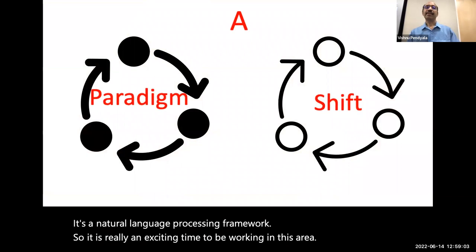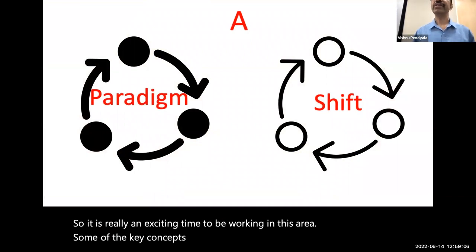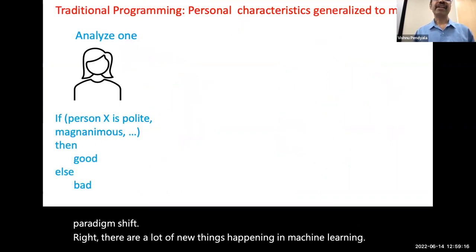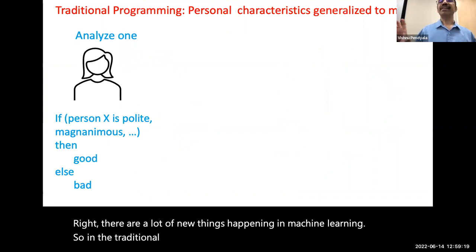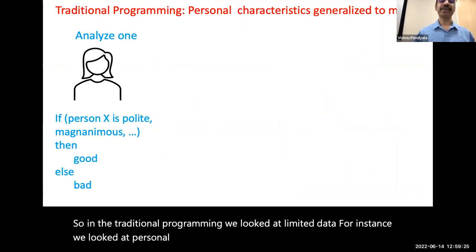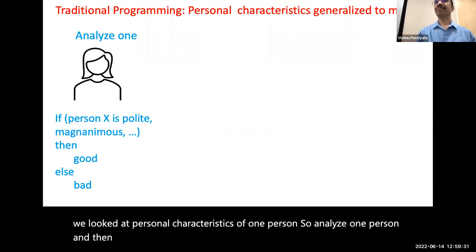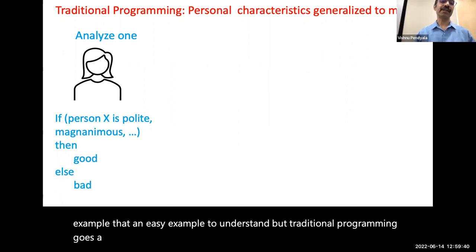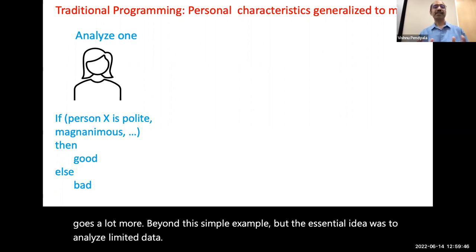So some of the key concepts, right? First thing to note is machine learning is a paradigm shift. There are a lot of new things happening in machine learning. So in traditional programming, we looked at limited data. For instance, we looked at personal characteristics of one person. So analyze one person, and then we model the behavior of that one person. I'm just giving an example, an easy example to understand, but traditional programming goes a lot more beyond this simple example. But the essential idea was to analyze limited data and come up with a behavior for that data.